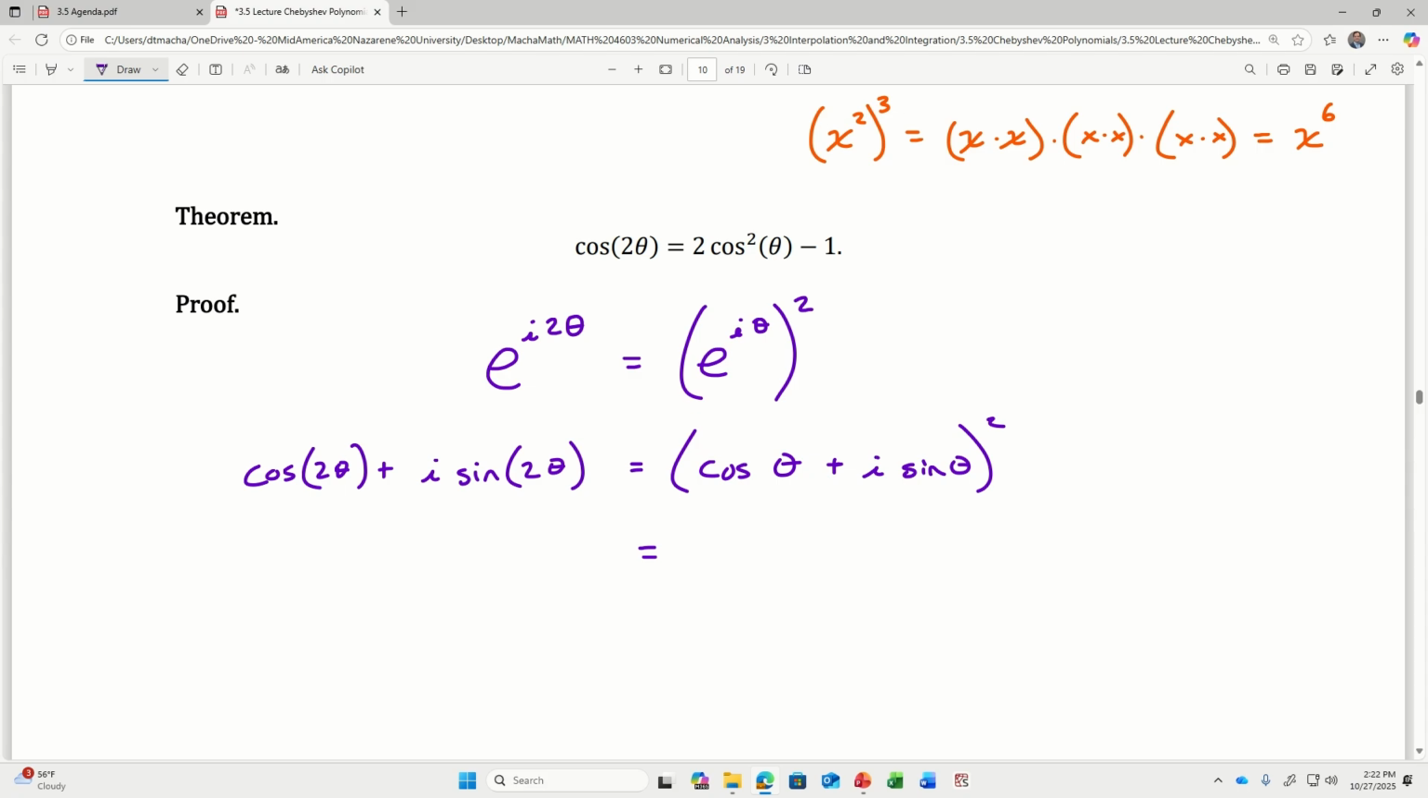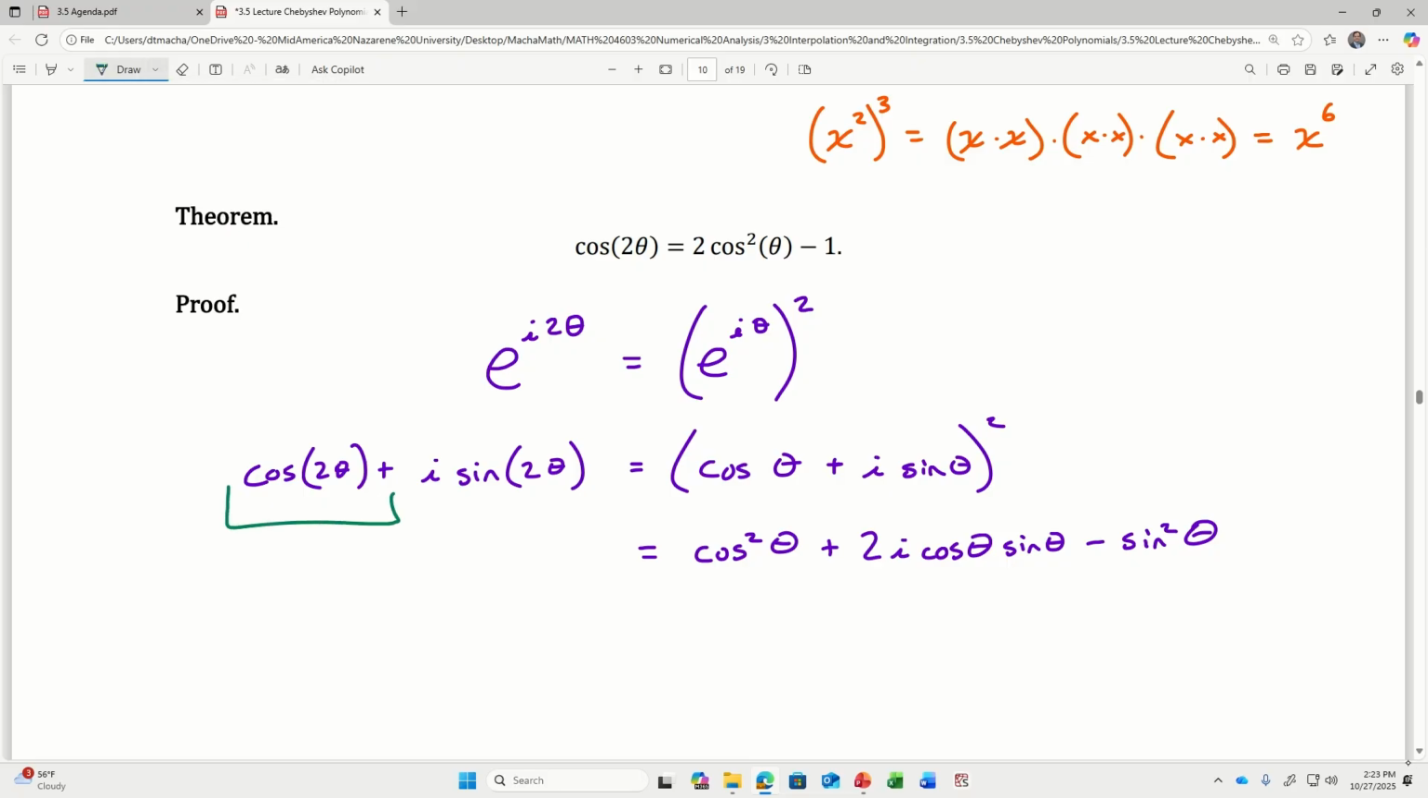And now just like with the previous proof, after we apply Euler's formula, we're going to FOIL the right side of the equation. When I FOIL the right side of the equation, I get cosine squared. First outer inner is going to be plus 2i cosine theta sine theta. And then last is minus sine squared theta. Why did I write a minus sign? Where did the minus come from? i times i. i squared is -1, so that's where the minus comes from.